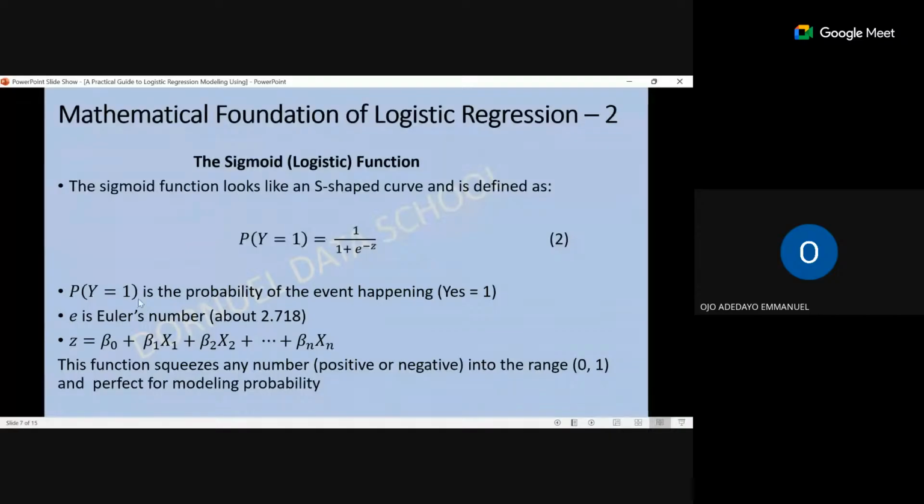So the P is the probability of the event happening. That is, yes, this person passed the exam. Yes, this person tested positive for COVID-19. Yes, this machine worked for more than 10 years. Yes, this particular lawyer won, or is going to win the case. The e that you are seeing here is the same as your exponential. Exponential here is what we call the Euler number. Euler was one of the great mathematicians. The value is 2.718, but you don't need all this.